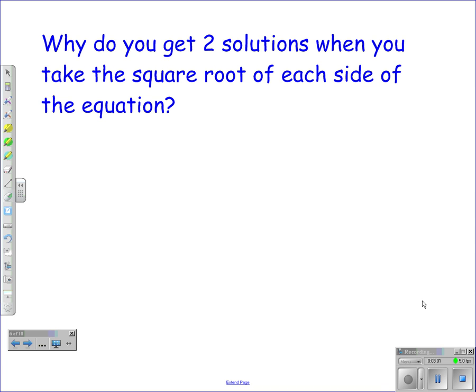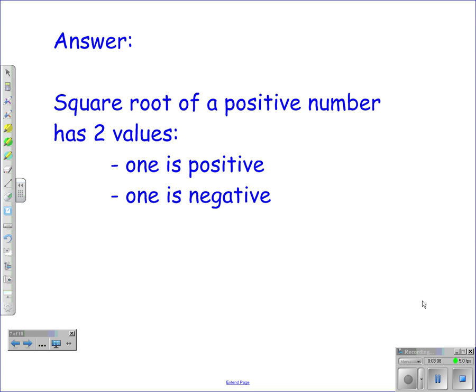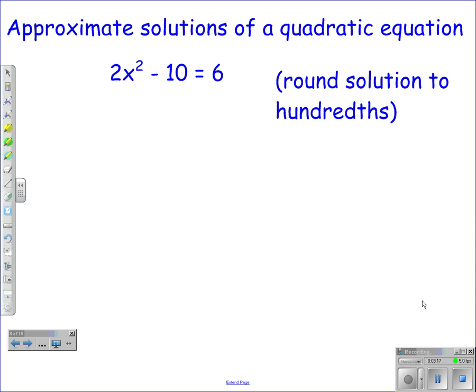Why do you get two solutions when you take the square root of each side of the equation? Because for a positive number, there are two values. One is positive and one is negative. You must get both as you are solving an equation.